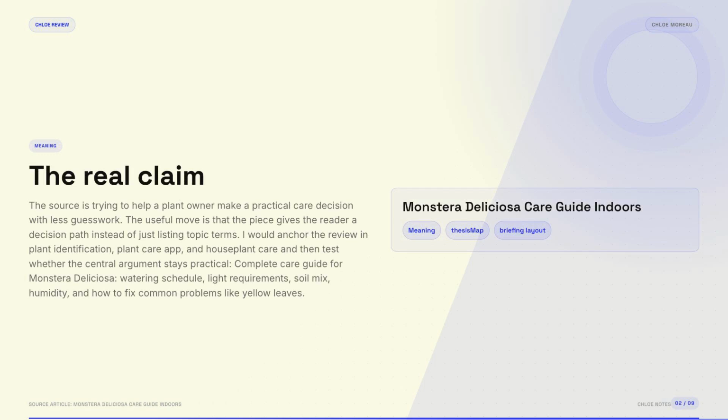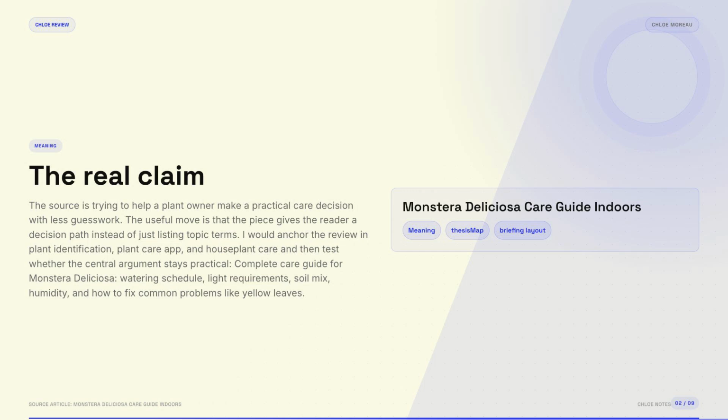The first question is whether the piece makes plant identification, plant care app, and houseplant care easier to act on. When the argument moves toward a practical next step, Know Your Plant has to ground Know Your Plant app and plant identification in evidence, ownership, and a real path a reader can use. For this proof walkthrough, I want to walk through the proof, weak spots, evidence gaps, and production implications.